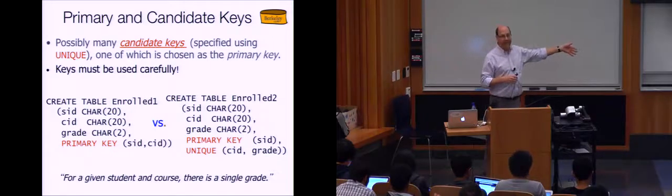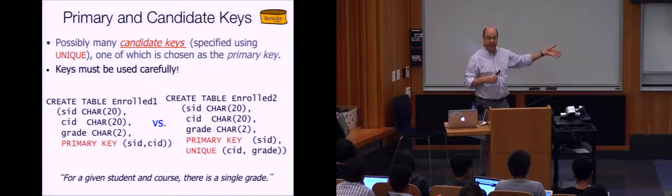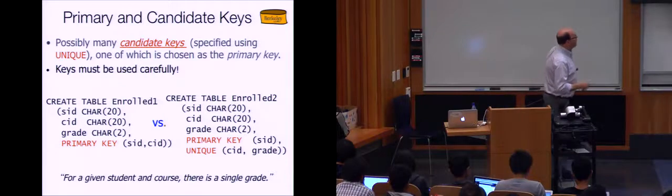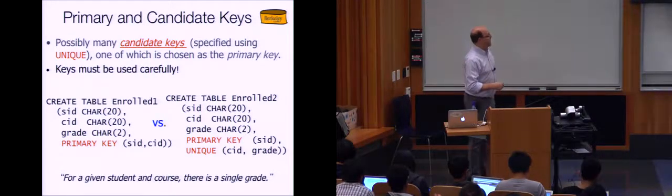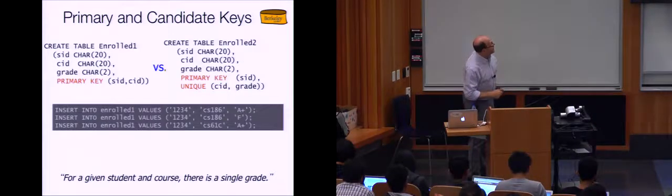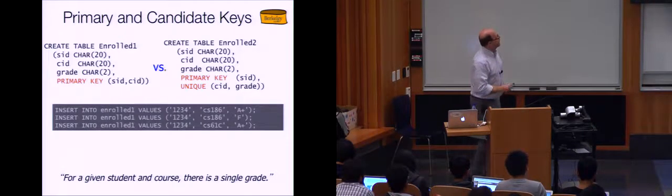Okay, you only get to take a course once, or at least you only get to take a course once and get a grade for it. So how do we implement that? Which of these two schemas implements that constraint? I think there's an animation here. Oh, okay. Well, let's look.